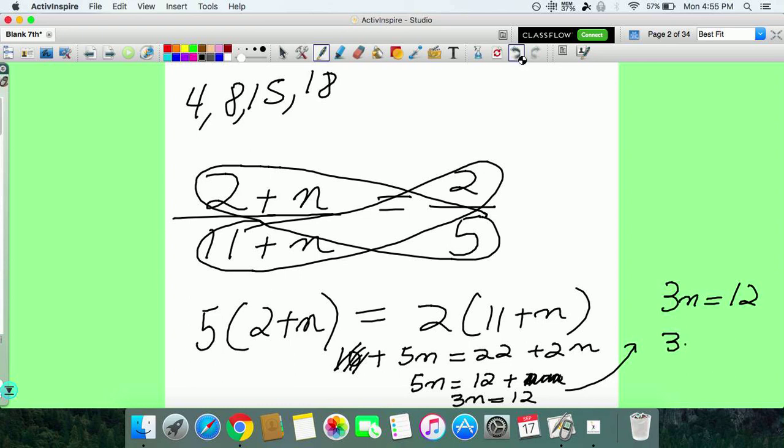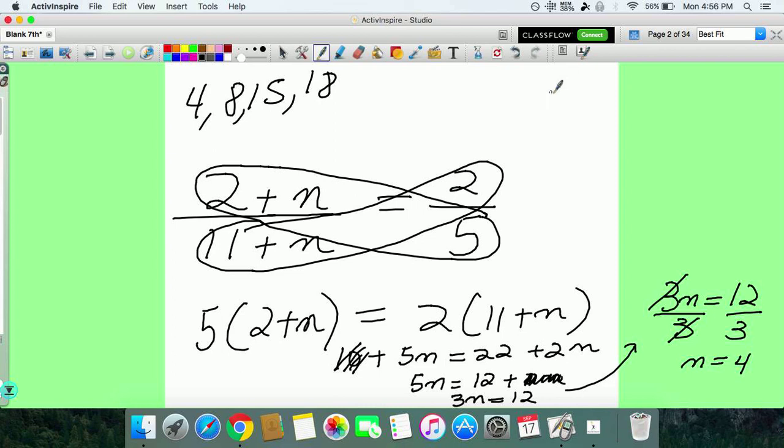Or actually, let's solve it like we normally would. I'll divide both sides by 3. Well, we know n equals 4 because 3 times 4 equals 12. But to show work, if I divide both sides by 3, these cross out, becoming 1n, or just n. And 12 divided by 3 equals 4. So the mystery number that I want is 4.